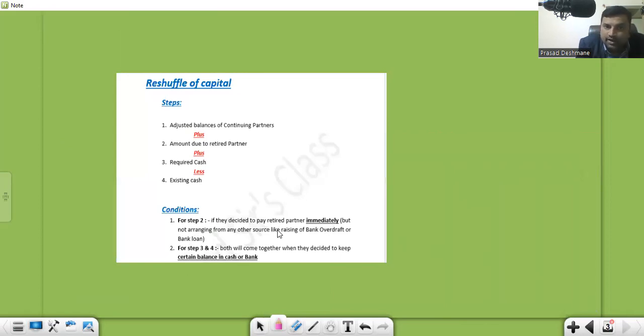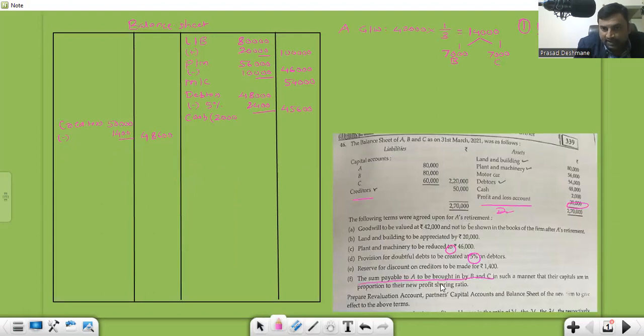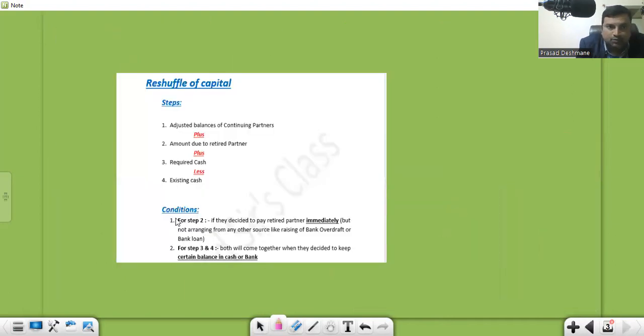The second condition is that they are not arranging from any other source like bank overdraft and bank loan. Is anything mentioned in the sum that they are arranging money by raising an overdraft or a loan somewhere? No, right? The second condition also matches. So we are going to use step 2 as well, because step 2's conditions are matching.